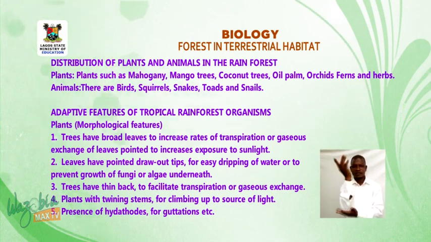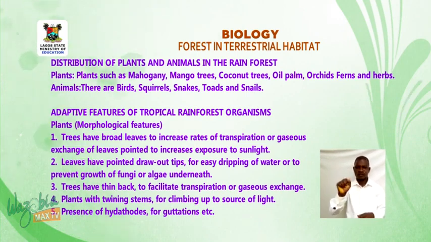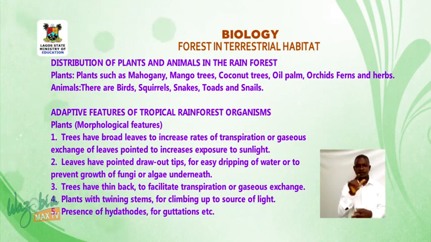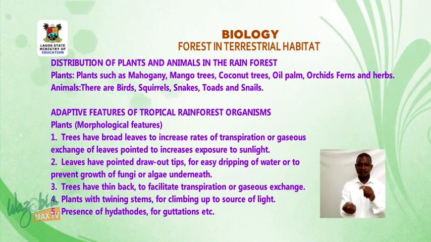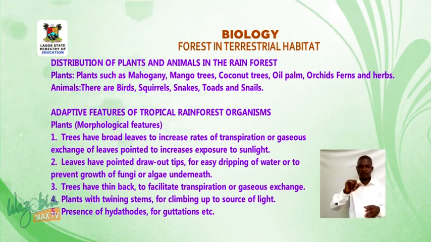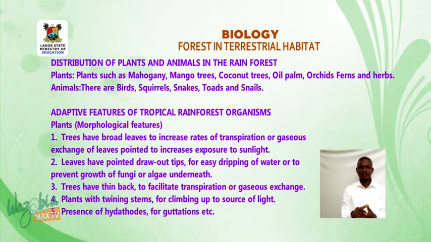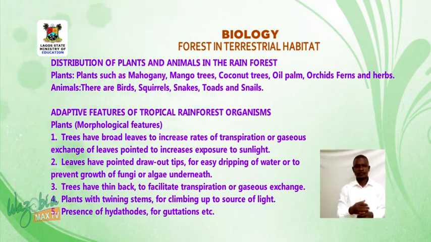1. Trees have broad leaves. Trees that are found there have broad leaves to increase the rate of transpiration or gaseous exchange of leaves, and pointed tips to increase exposure to sunlight.